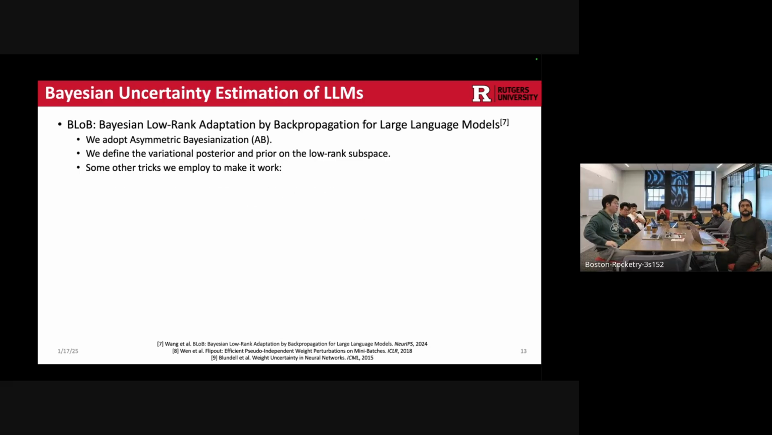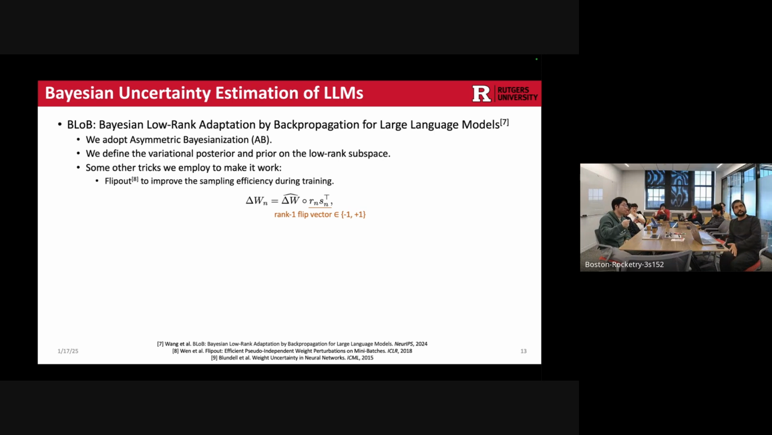All right, and there are some other tricks that we employ to make it work, because this Bayes by backprop is an established work from probably 10 years ago. But if we naively apply this technique, it doesn't work. For example, the other tricks include Flipout to improve the sampling efficiency during training. Flipout applies a rank 1 flip vector to your weight, so there's more diversity in your weight when you're dealing with different inputs inside the mini batch. That's the advantage of Flipout.